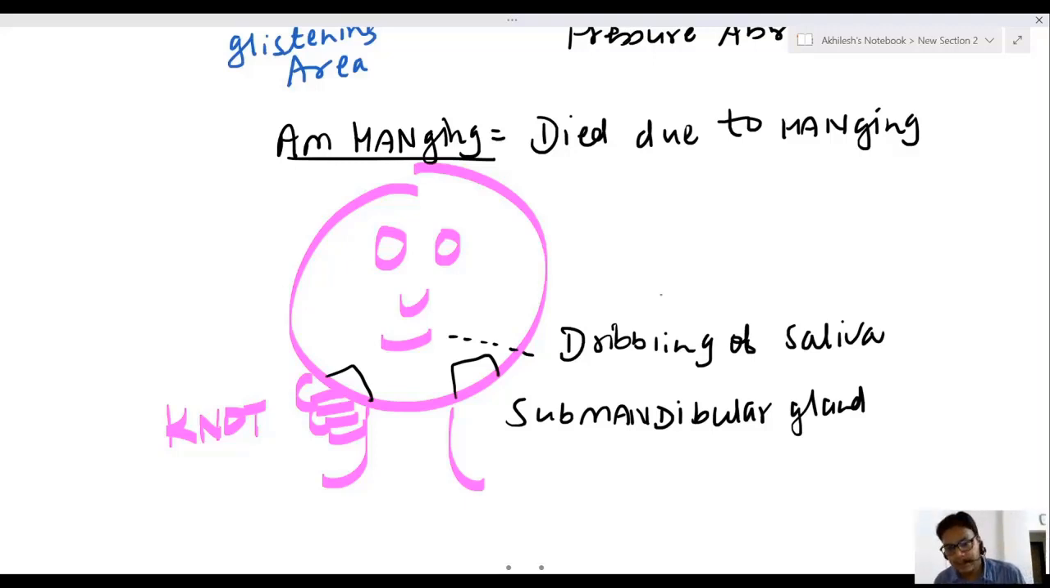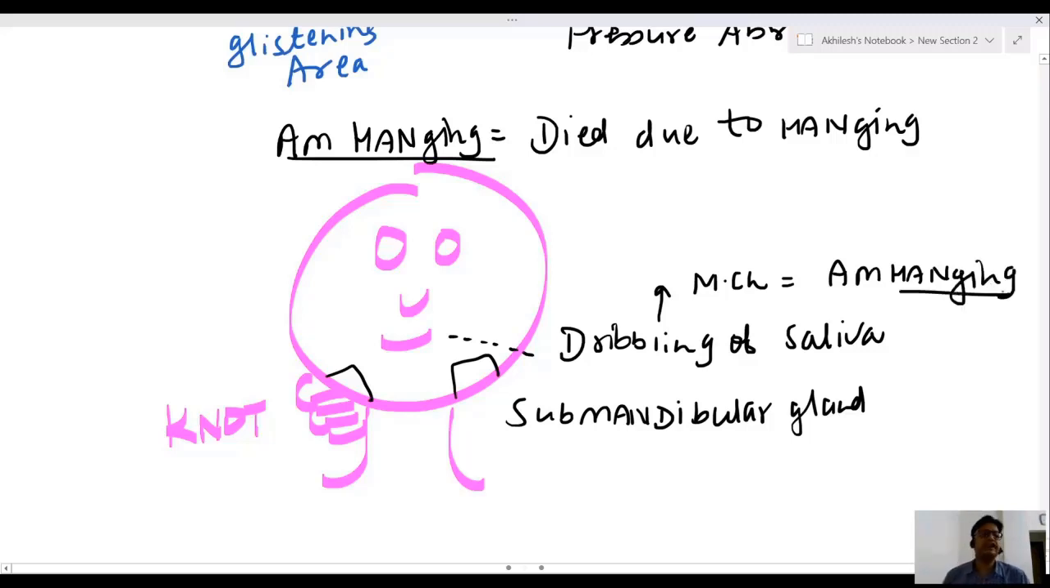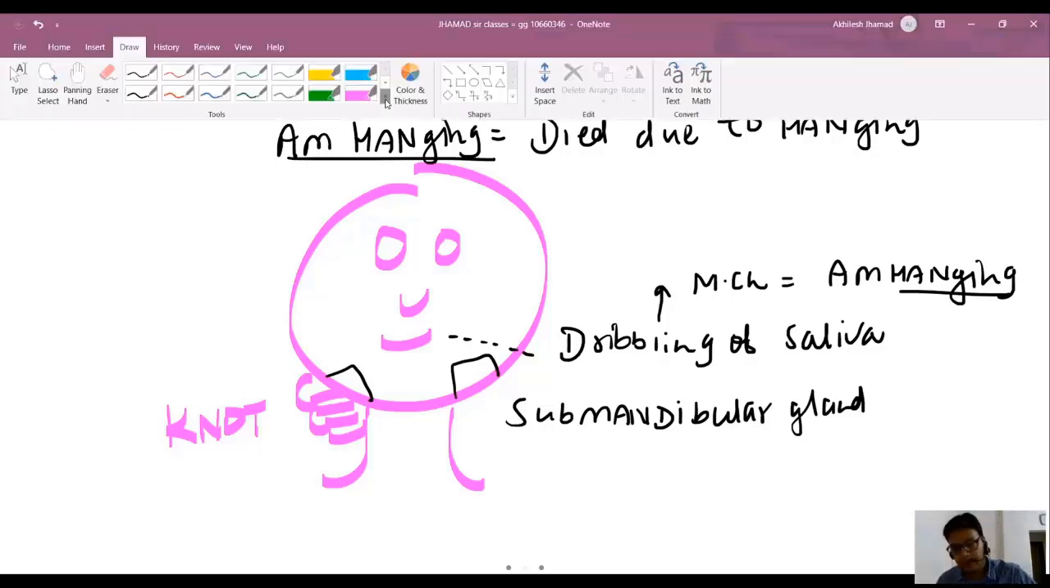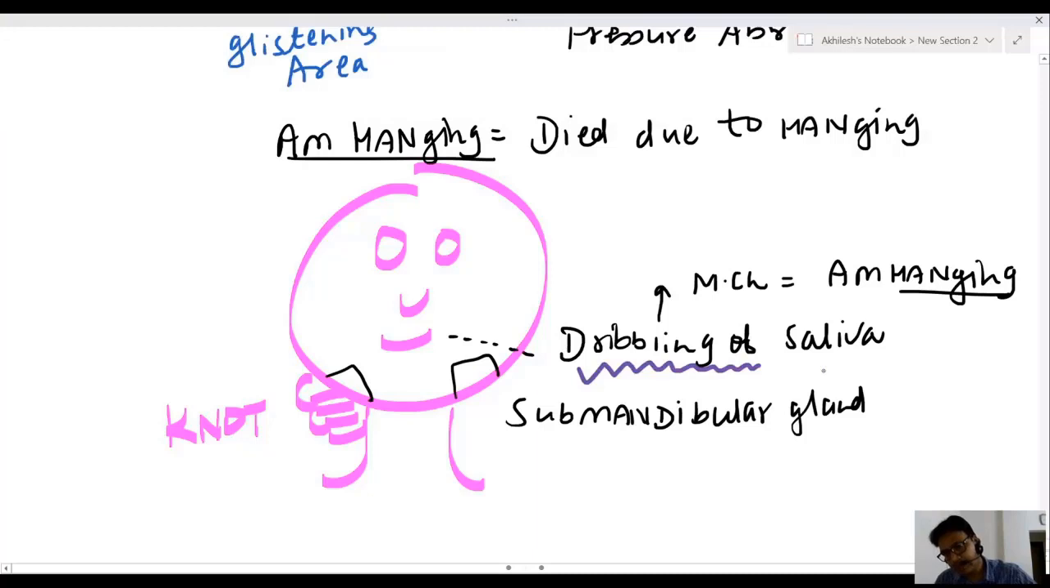And Doctor, this is the most characteristic finding of anti-mortem hanging. It suggests that the person died due to hanging, because after death, if you hang the body, saliva is never dribbled. So dribbling of saliva is the most characteristic finding of anti-mortem hanging.